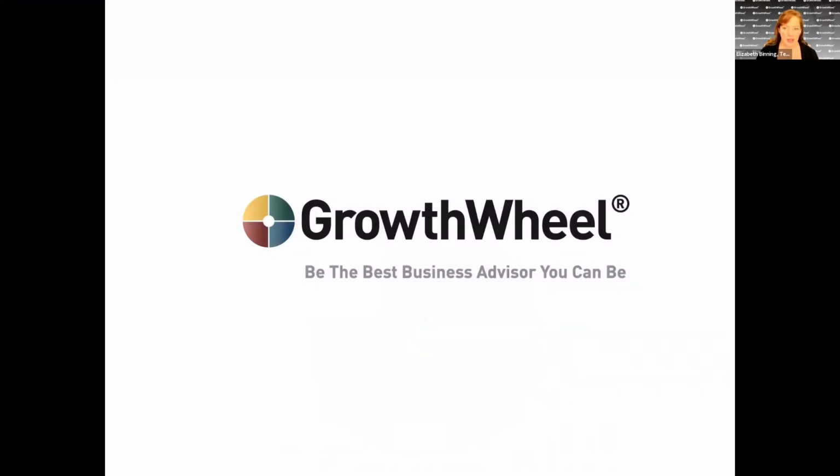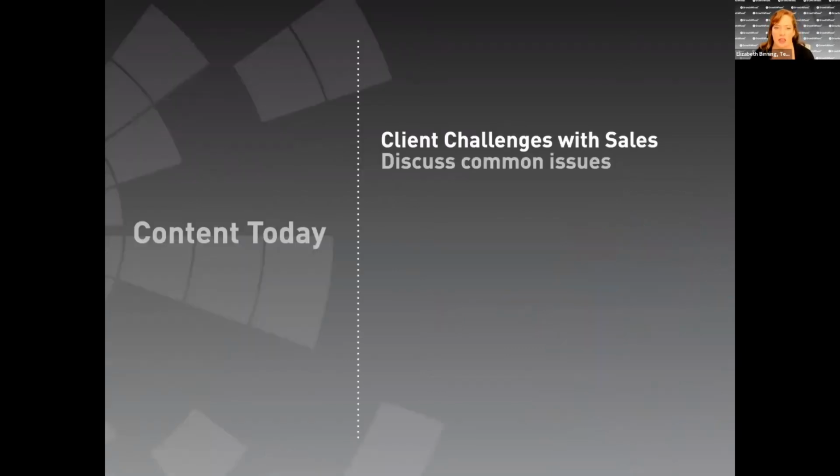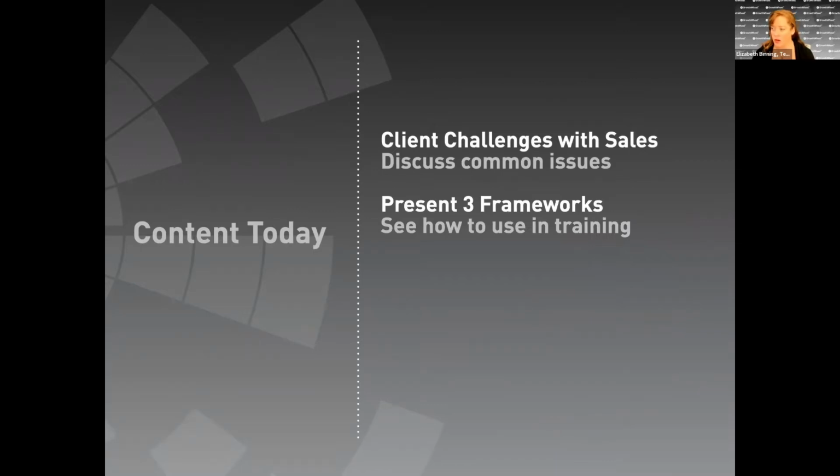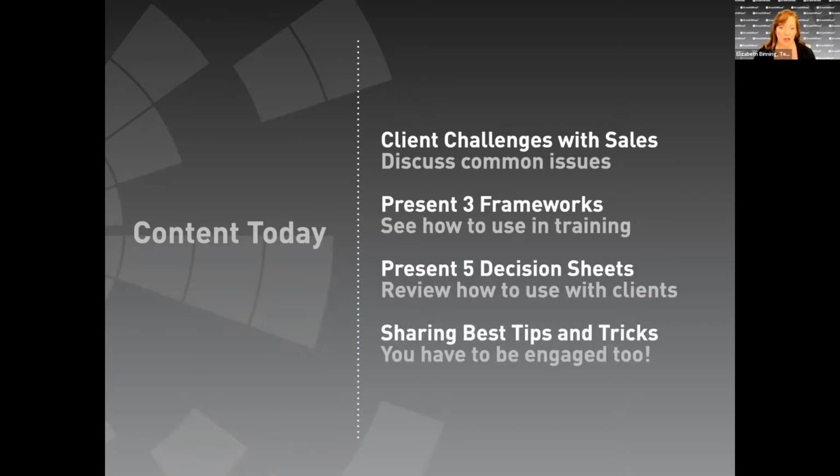And so today we've got kind of a special topic that we're working on, looking at really learning the GrowthWheel tools specifically for sales and service. We're doing more of a deep dive into specific tools. We're going to take a look at some of the challenges that are really common for all your clients having to deal with sales. We're going to look at some frameworks and how you can use those with training. We're also going to look at some decision sheets as well, and then some best tips and tricks. So that is going to help you.